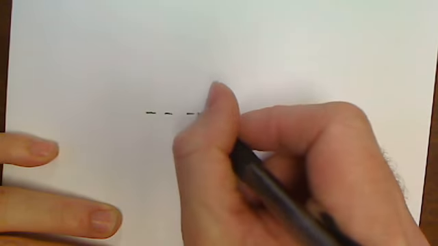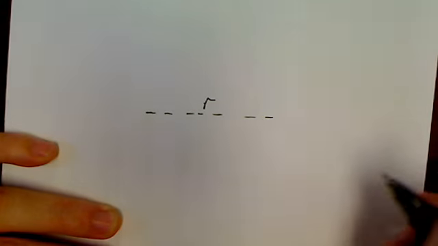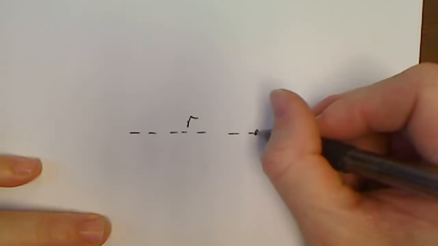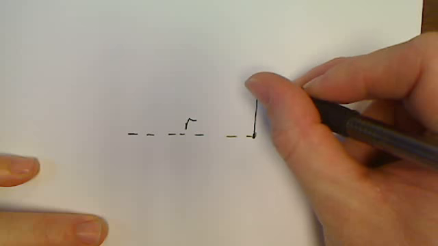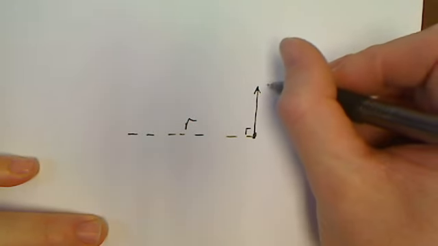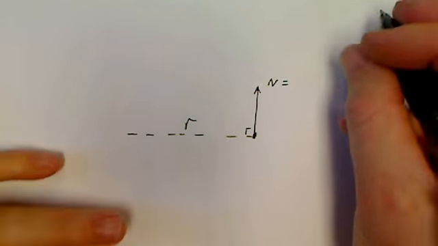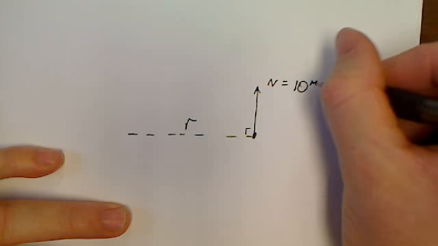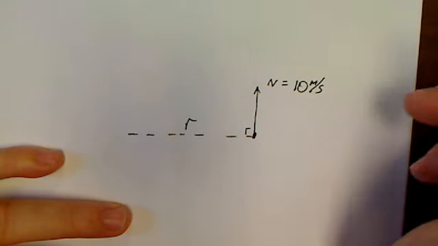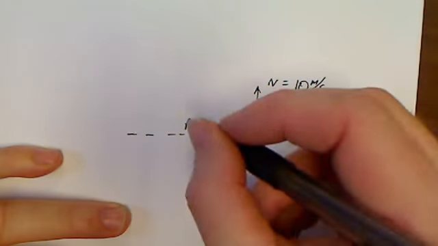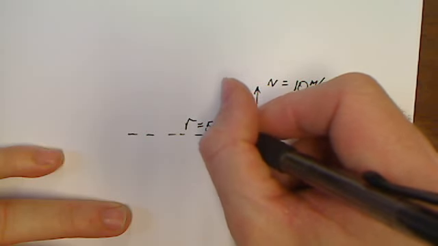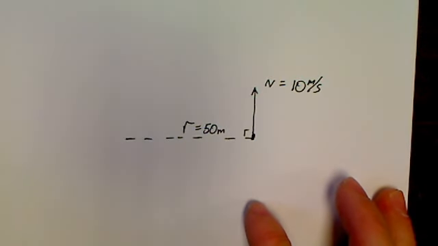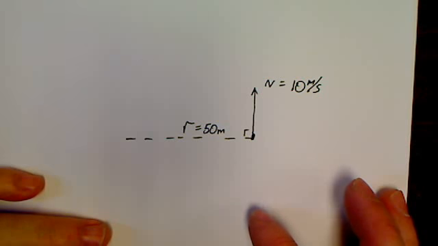So we've got a car. I'm going to draw me a little radius here. So there's my radius. We've got a car, and I'm going to draw its tangential velocity. So it's got a speed, a straight line velocity of 10 meters per second at this point. And it says it has a radius of 50 meters. So there's the two pieces of information that tells you about this car.